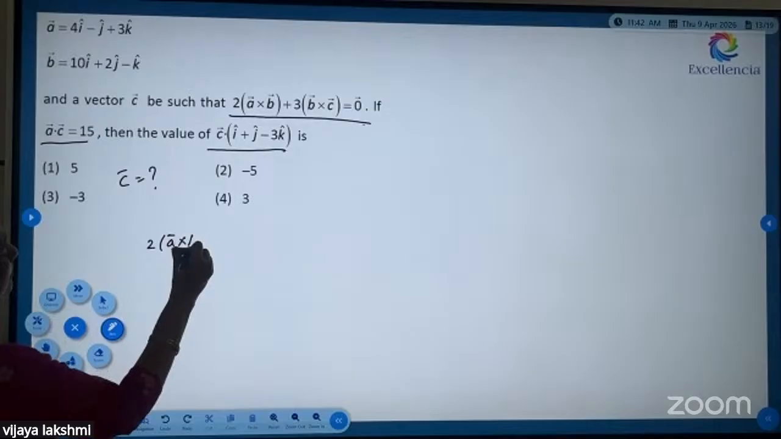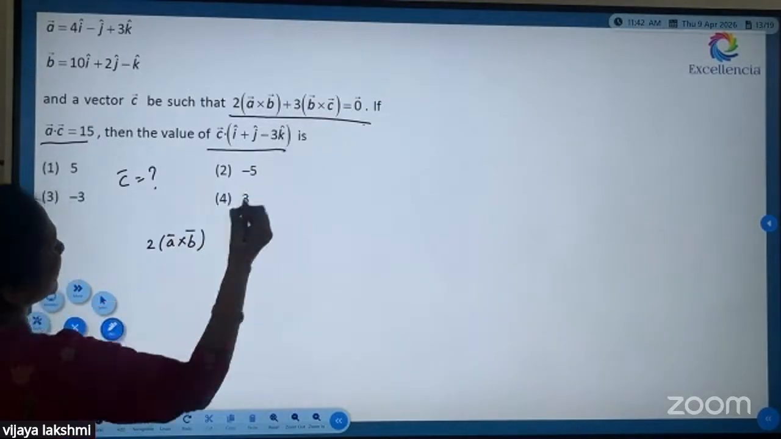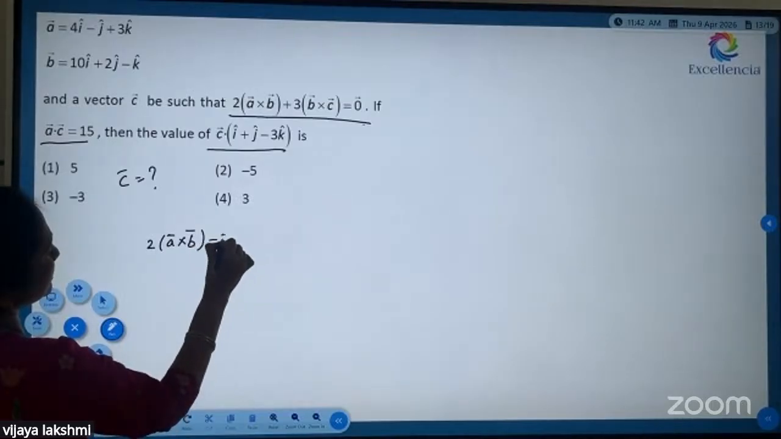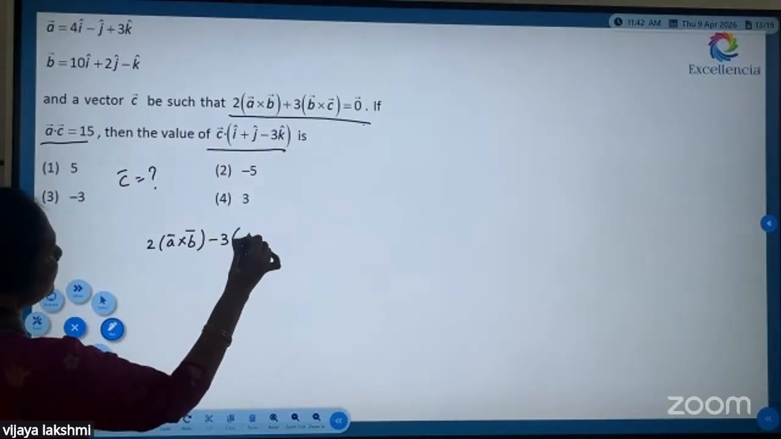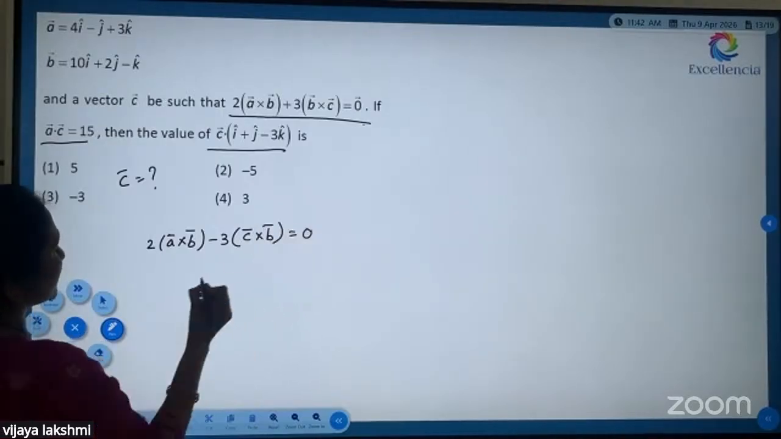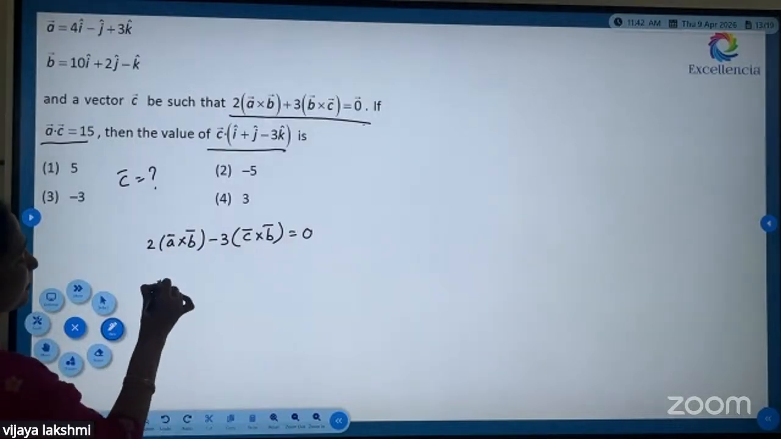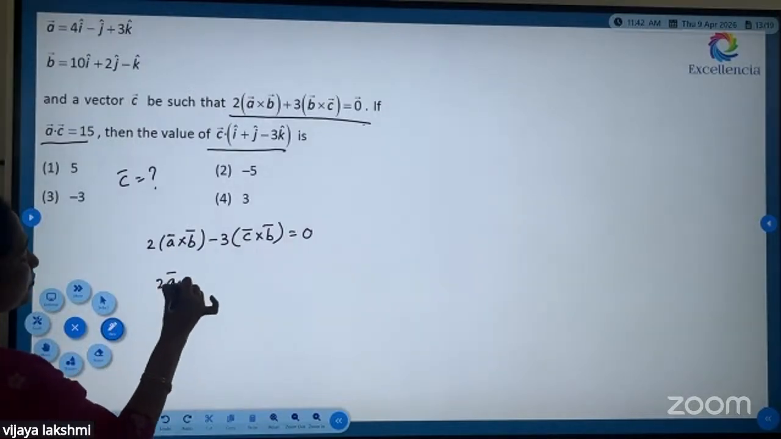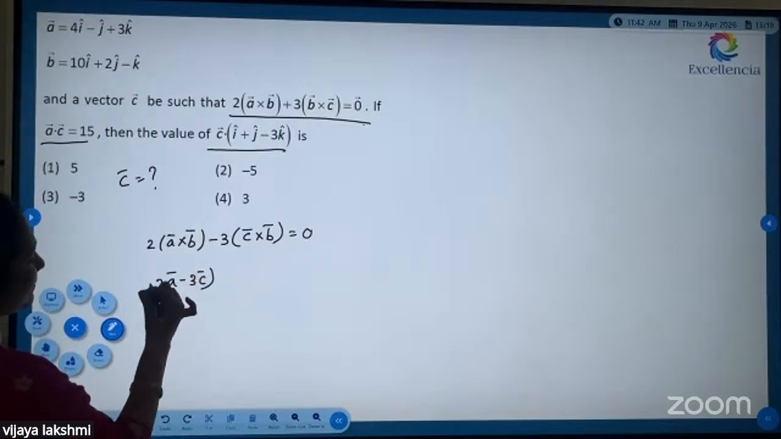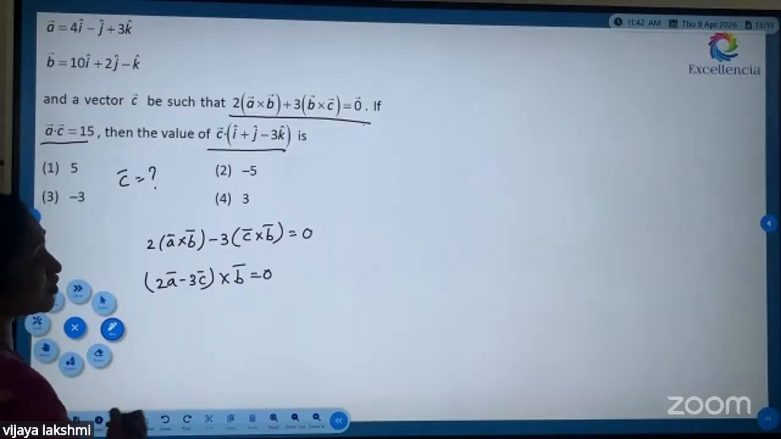The simple manipulation I'm doing: your b bar cross c bar I'm writing as minus c bar cross b bar. Whenever you are changing the order, the sign changes. Now what do you get common? You see that cross b bar is common. Then you can write a bar minus 3c bar cross b bar, and the cross product is 0.